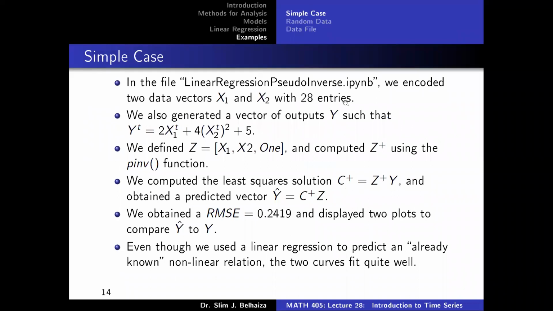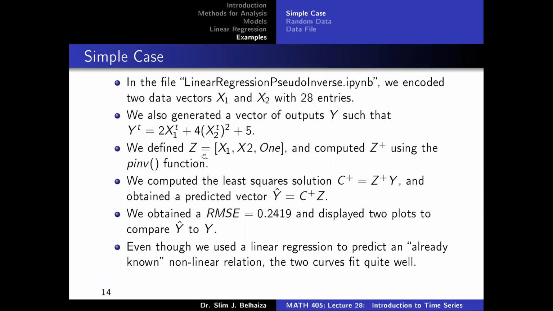So now we start by talking about the examples, which I will detail in the next videos, along with implementations. The simple case is in the file called linear regression pseudo inverse. We encoded two data vectors x1 and x2 with 28 entries each, and we also generated a vector of outputs y such that y is equal to 2x1 plus 4x2 squared plus 5. And you see this is a nonlinear relation.